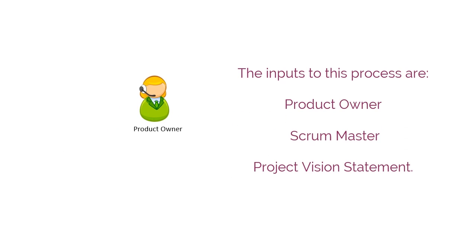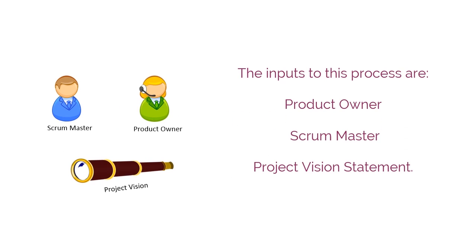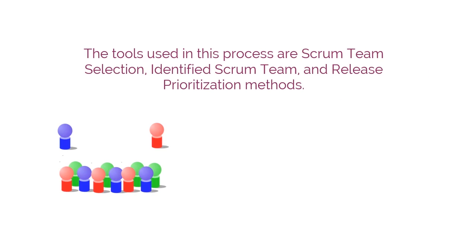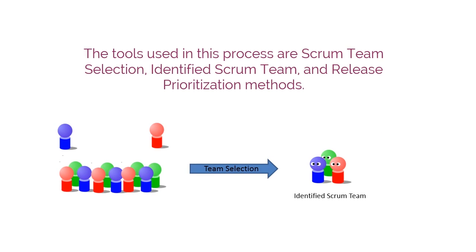We're going to learn about the Form Scrum Team process. The inputs to this process are Product Owner, Scrum Master, and Project Vision Statement. The tools used in this process are Scrum Team Selection, Identified Scrum Team, and Release Prioritization Methods. Let's discuss each of them in detail.